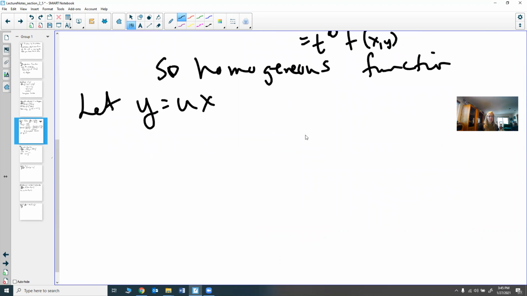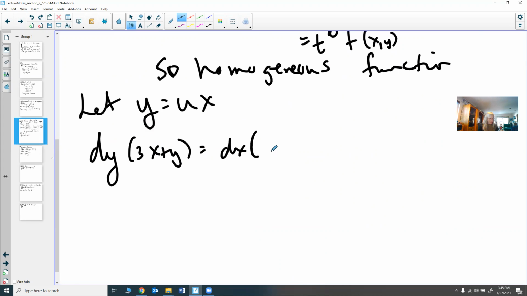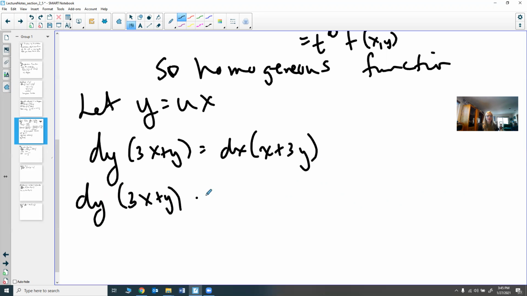So we're going to rewrite this as dy times 3x plus y is equal to dx times x plus 3y. And then I'll just get them on the same side. I'll keep the dy term positive and subtract off the dx term. So I now have it in that other form. Didn't take much to get it there. It's just a little bit nicer form to work with.